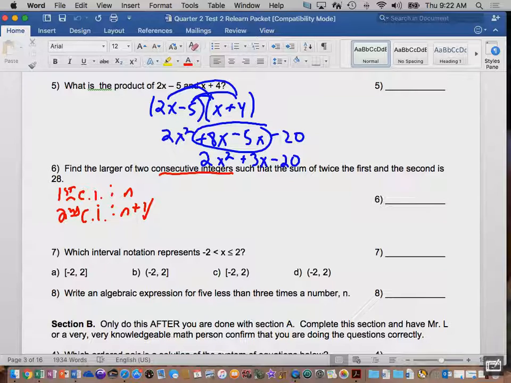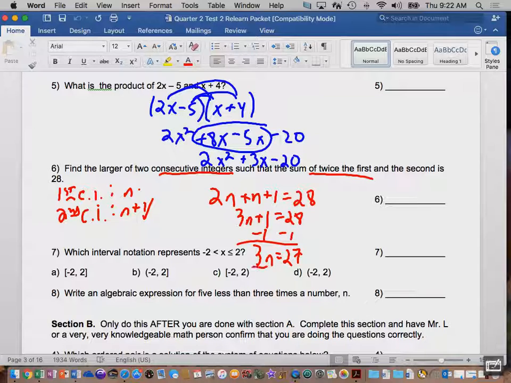Now it says here the sum of twice the first. There's the first guy, it's n. So twice the first is 2n. And the second, so I have to add the second one, n plus 1, is 28. Combining like terms, 2n plus 1n is 3n, plus 1 is 28, minus 1, 3n is 27, divide by 3, n is 9. But here's the trick on this. If you put 9 as your answer, you're wrong, because it says find the larger of 2. The first one's 9, but the larger one is 10. Okay, next question.